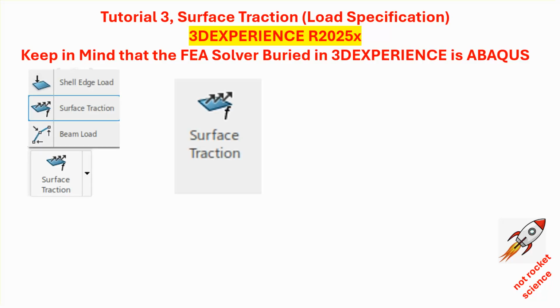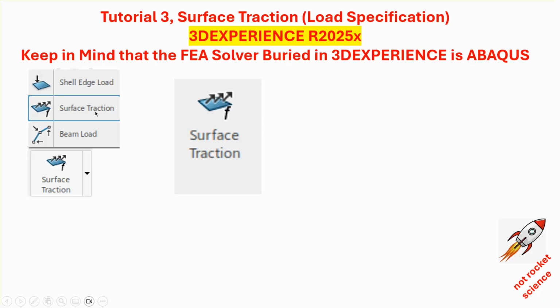So when you create your finite element model in 3D Experience, quote unquote Abaqus, there is a toolbar which indicates these three possibilities. One of them is called surface traction. This is the one that I'm going to be dealing with today. And then there's also one with beam load and shell edge load.